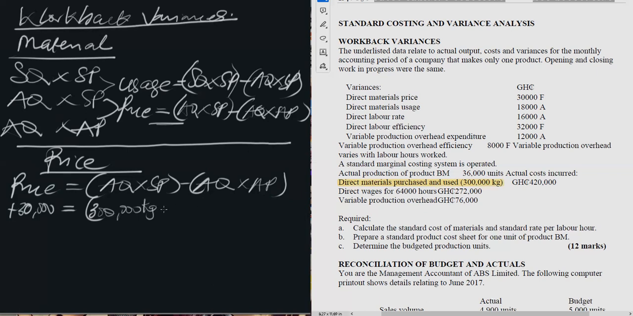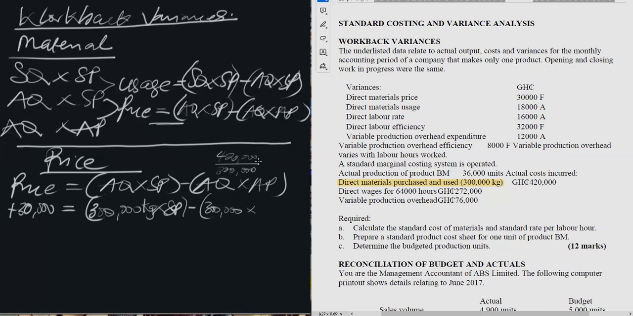Then they said actual quantity. We can see actual quantity here again, which is still the 300,000 kg, all times the actual price. This one was given at 420,000. So actual quantity at actual price is actually the 420,000. But if you like, you can divide and get the actual price, which is 420,000 divided by this 300,000. Now, actual quantity at actual price is the actual cost, which they've already given.